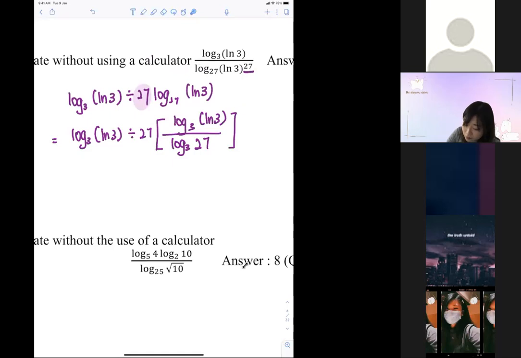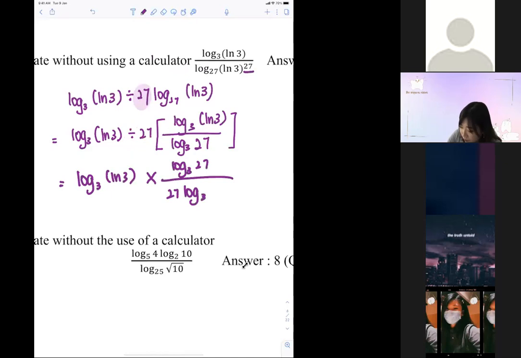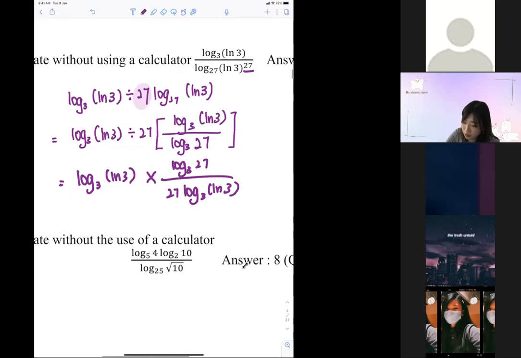Okay, then divide, you must change to times, you must flip the fraction. 27 follows the top. Okay, so 27 belongs to the top. So when you flip, it goes down. Then now we can start to cancel.